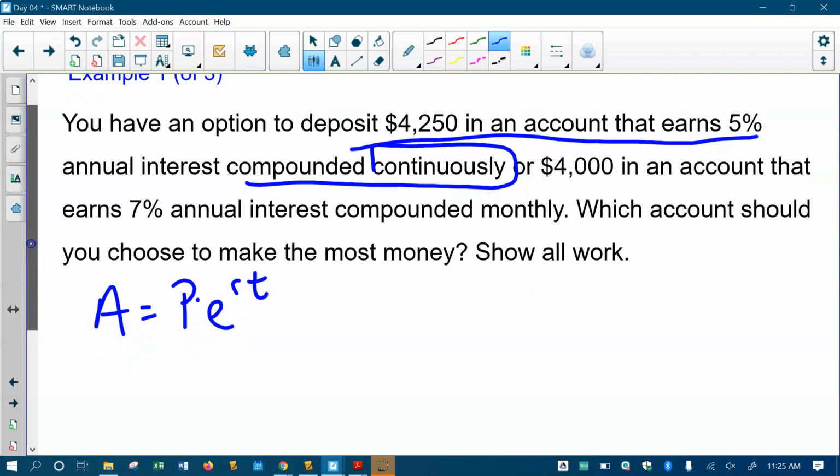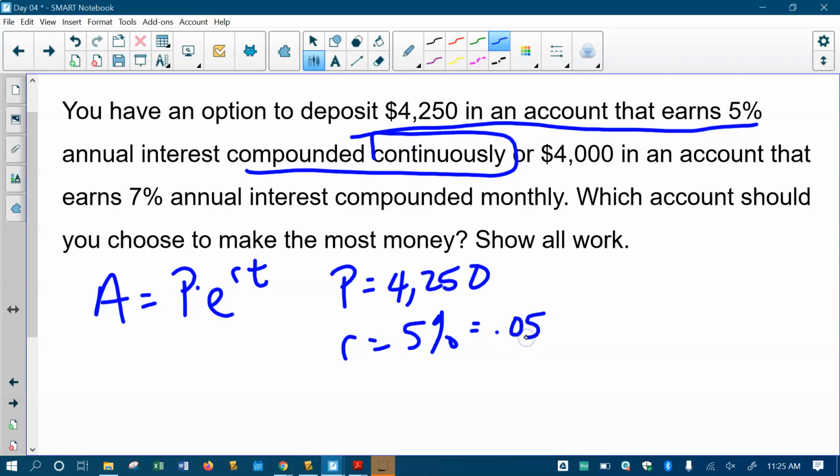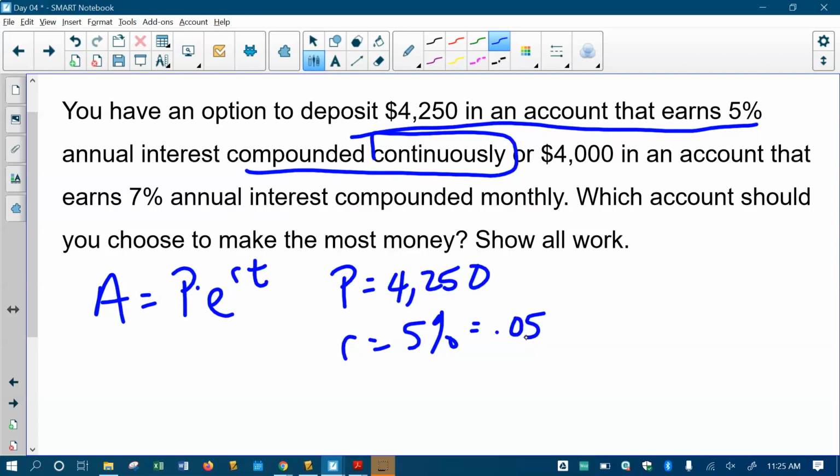I'm writing a little bit slower because people tell me that my handwriting isn't so great in the videos, so hopefully this is better. P here is going to be 4,250 because that's your starting value, that's your deposit. Your rate is going to be the 5%, but 5% as a decimal is 0.05. If you weren't sure how I got that, please take 5 divided by 100. And you get 0.05. And then time, assume time is just 1 year. Usually we'll tell you longer, but t is going to be equal to 1 year.